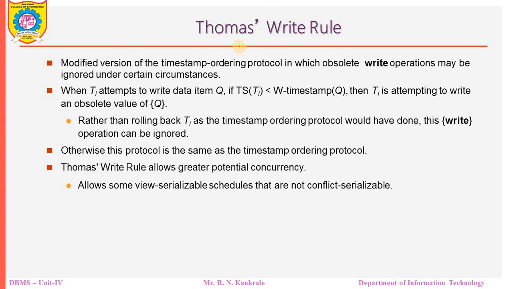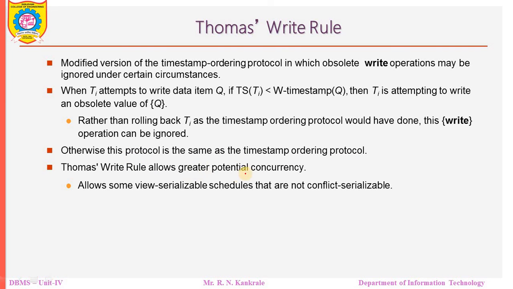So what does the rule say? When Ti attempts to write data item Q, if the timestamp of Ti is less than the write timestamp of Q, then Ti is attempting to write an obsolete value of Q. Rather than rolling back Ti as the timestamp ordering protocol would have done, this write can be ignored. Otherwise, this protocol is the same as the timestamp ordering protocol.